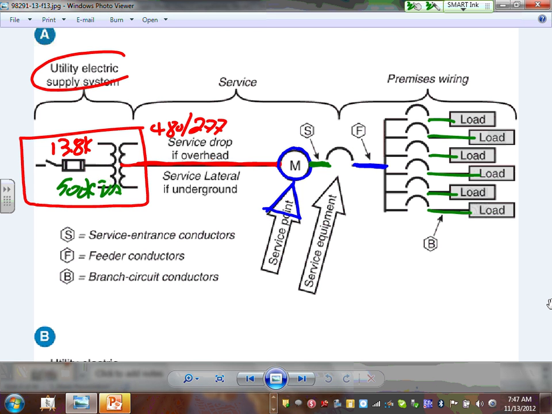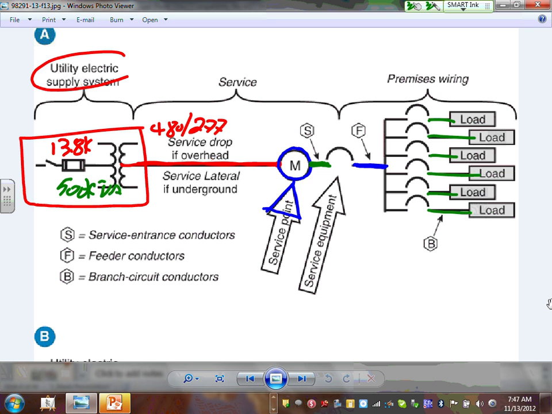Any comments, any questions about this? I will emphasize the point, guys. Where is your service point? Can you guys see where the service point is? Sometimes it depends where the service point is, typically either at the meter or at the top of the mast. Okay, who cares?